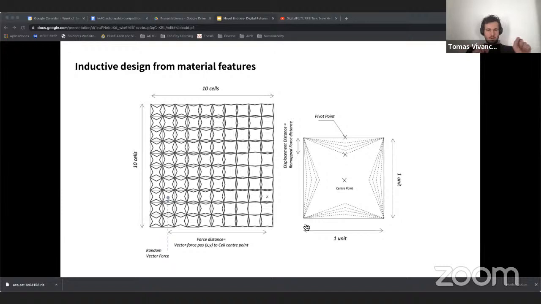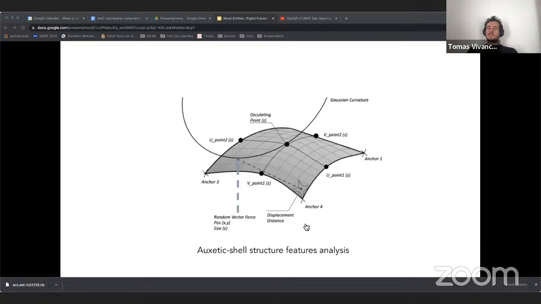And then depending on the distance of each cell center with a point force, we can simulate the material deformation using a particle spring system. So when we have the deformation, we can extract some specific features, right? After the PS simulator, we can extract, let's say, the escalating points, the Gaussian curvature, and the global deformation of this mesh that we were generating.